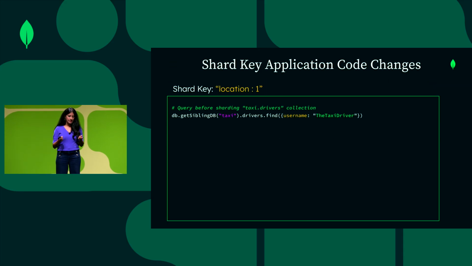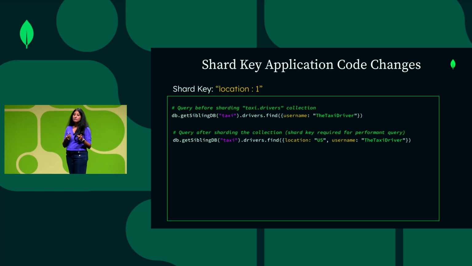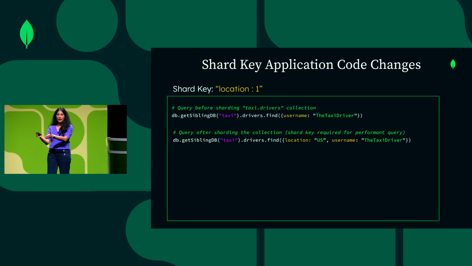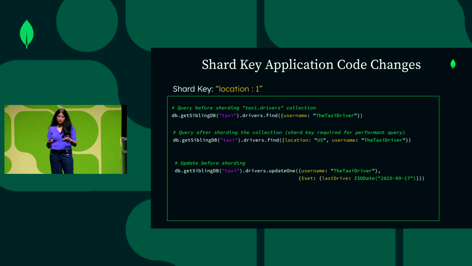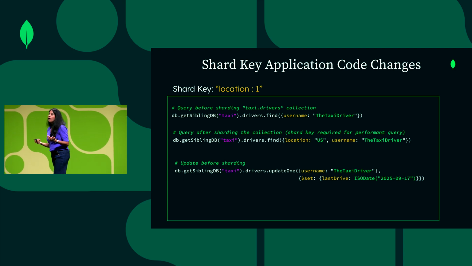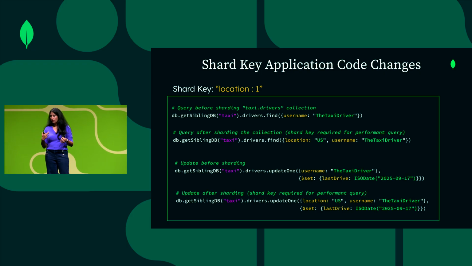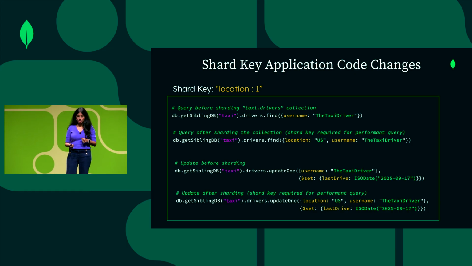So here is a quick example. If you were first querying by just username the taxi driver, and you decide to shard on location, in order to have a targeted query, you'll have to change your application to find by location and find by username. And the same for another example, if you're doing a $set of the last drive timestamp by the username, now you need to add in the location to perform a targeted query. Not that the other queries will not work, they will work, they will just take longer. So if you have latency sensitive queries, you have to make these app changes.